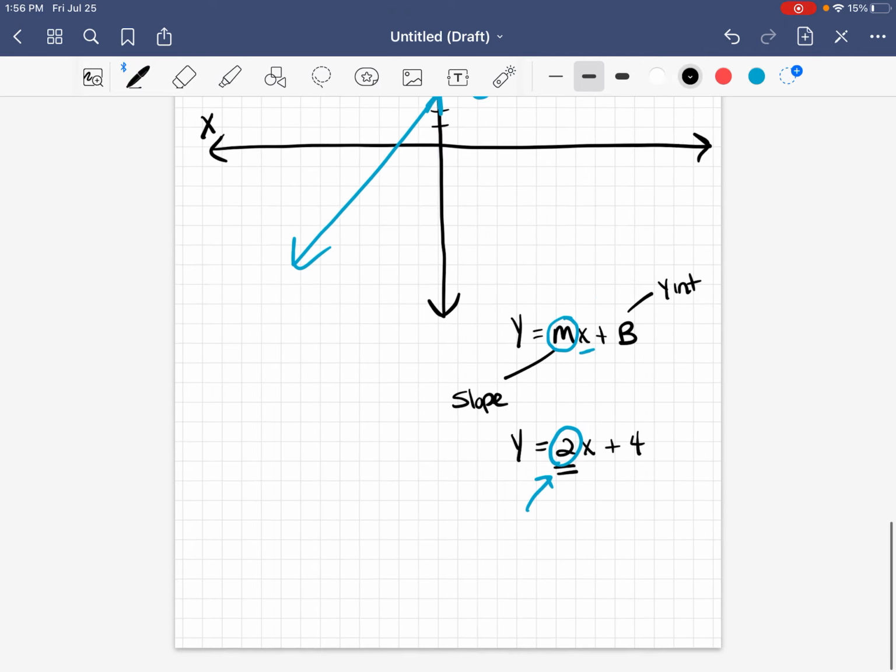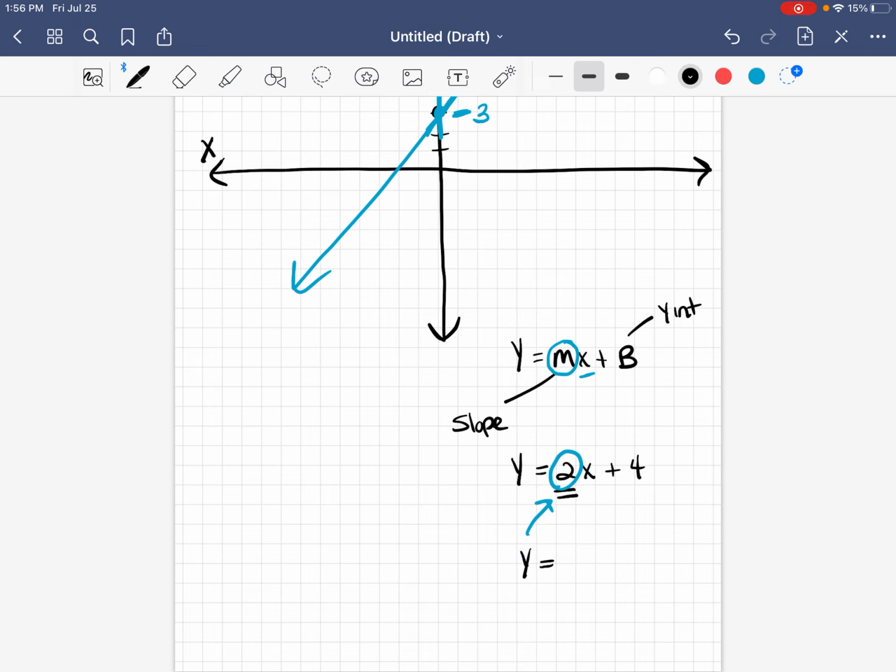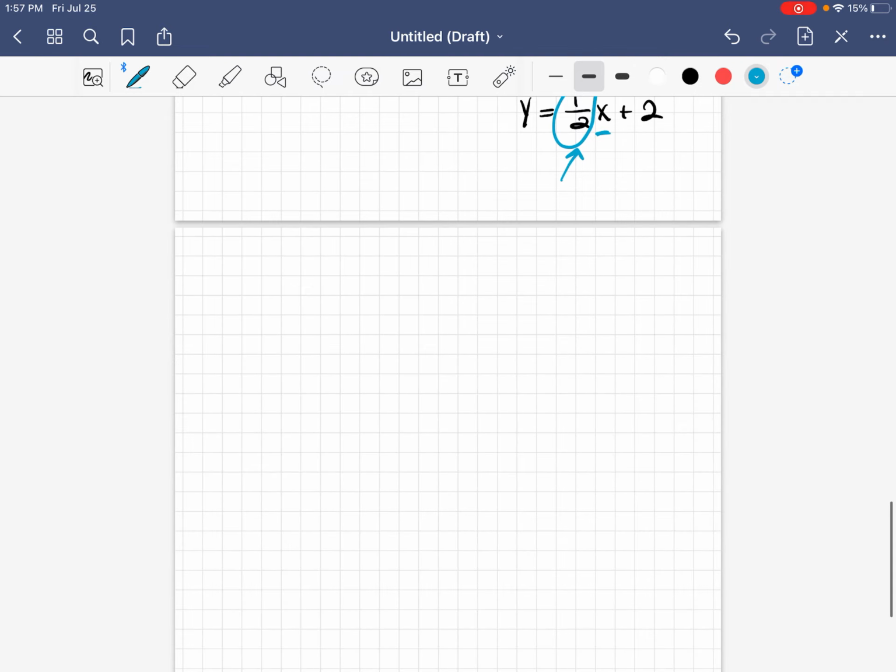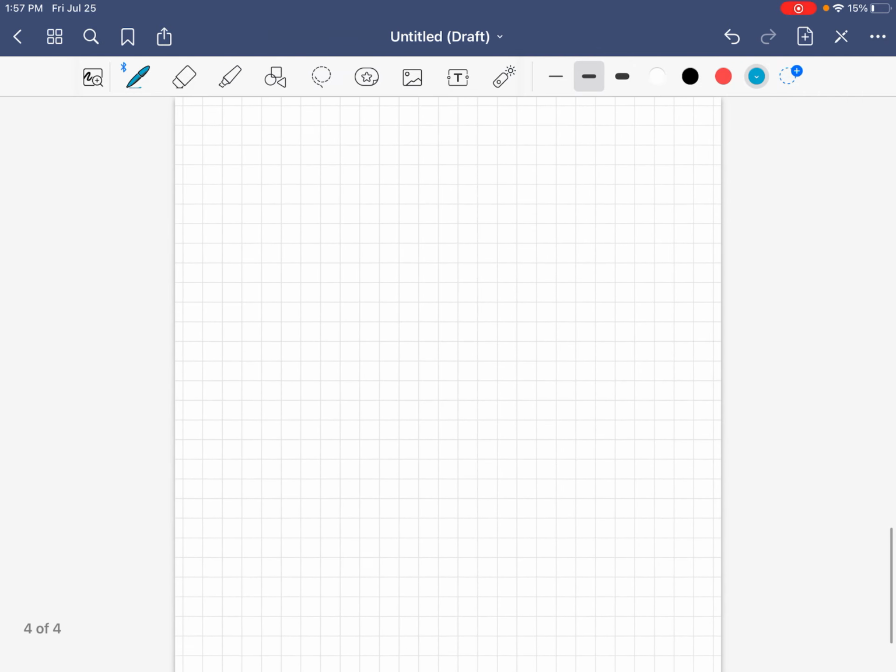So let me show you another equation. y = 1/2 x + 2. So if I were to ask you, what is the slope? What would you say? If you say the slope is 1/2, you're correct, because that is the number before the x. So the slope would be 1 over 2. Okay, so now we know how to identify the slope in an equation. So now let's talk about what exactly slope means. So I'm going to go ahead and draw an x and a y axis again.